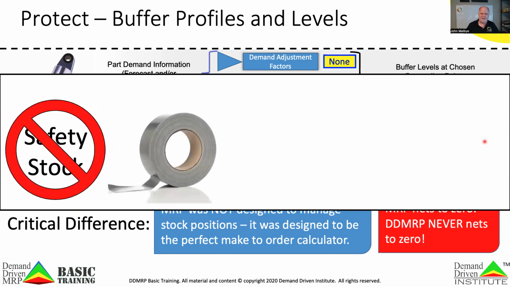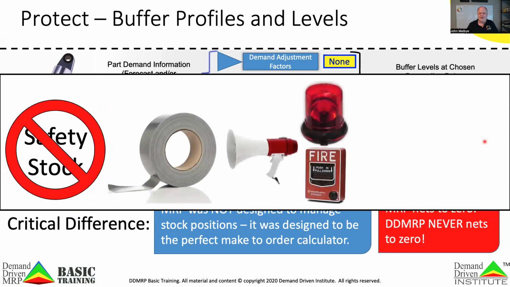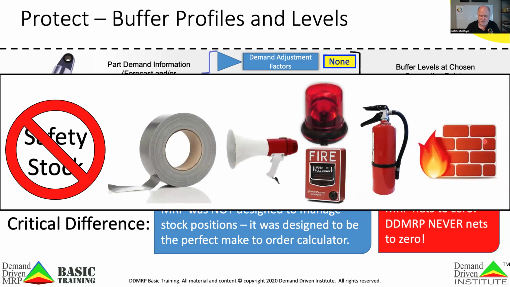It is not safety stock. It is not duct tape. It is not a fire alarm. It is not a fire extinguisher. It is more of a firewall. Again, decoupling, separating the rate of use from the rate of supply, creates a firewall and protects the variability from transferring all the way through the supply chain. It stops at the buffers as long as it's not a crazy amount of variability.